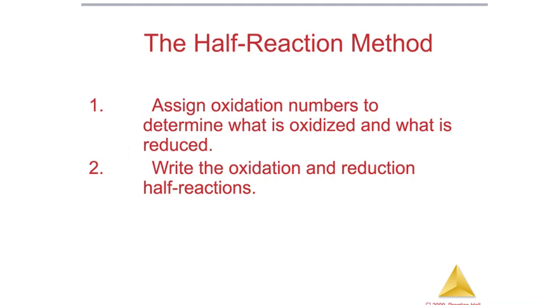Our first step is going to be to use the rules for assigning oxidation numbers and determine which species is gaining electrons and undergoing reduction, and which species is losing electrons and undergoing oxidation. From that point, we'll pull out the oxidation and the reduction half reactions.